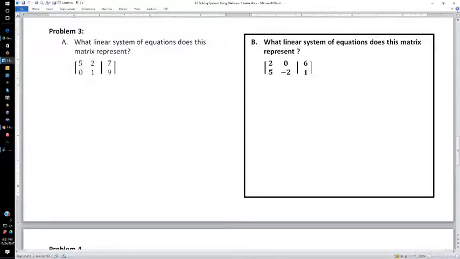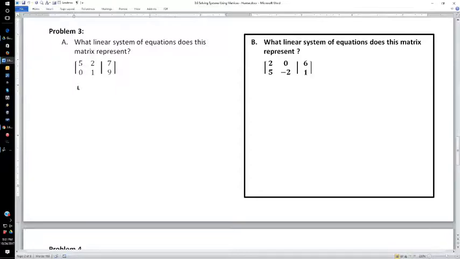All right. So the linear systems, and remember I told you about that bar right there. Some books do it, some books don't. You don't have to do it as far as I'm concerned, but Miss Hunter may say otherwise, and that's fine. So what linear system of equations does this matrix represent?